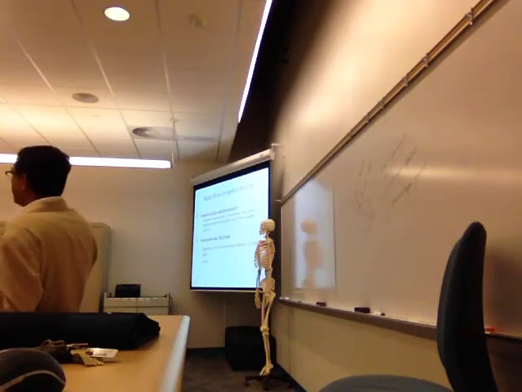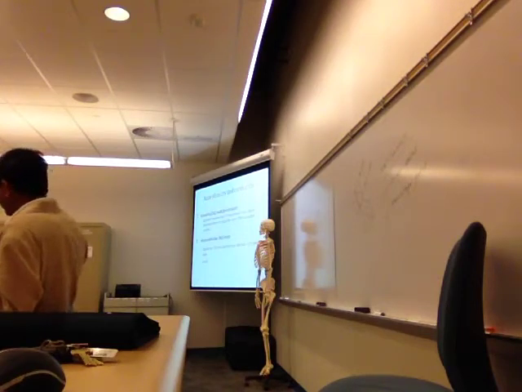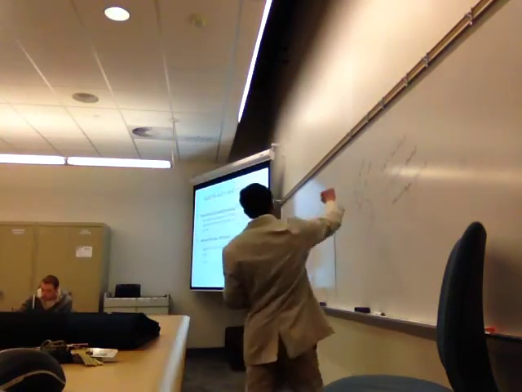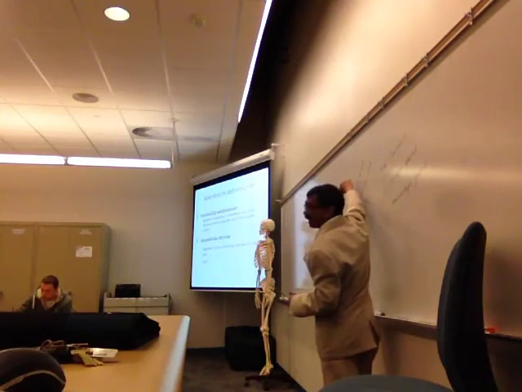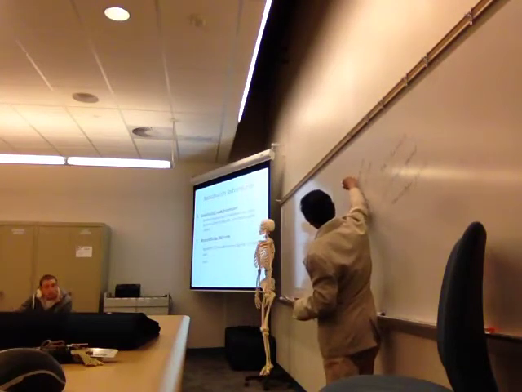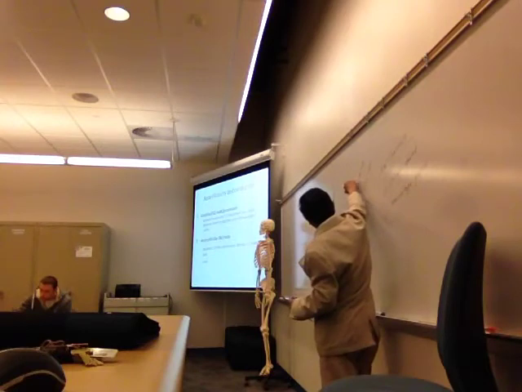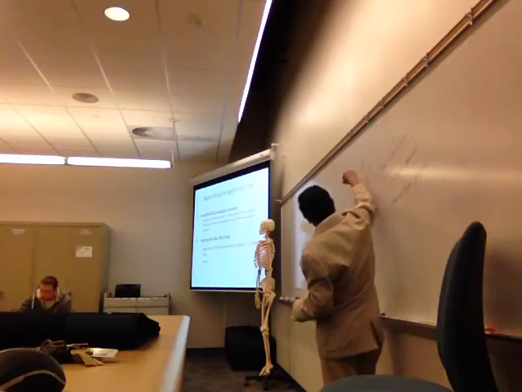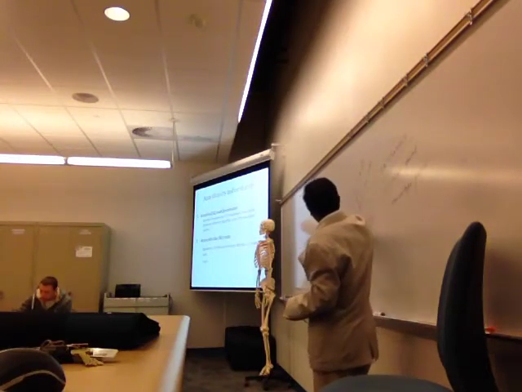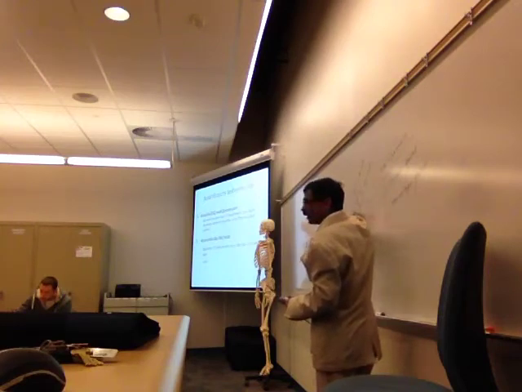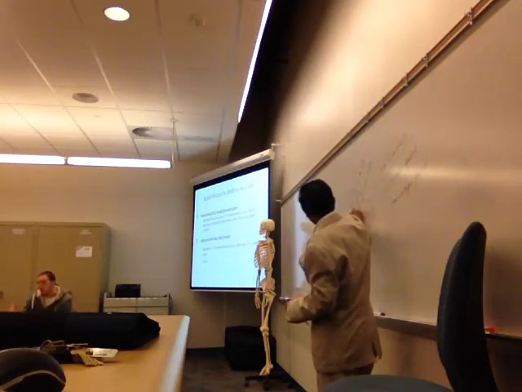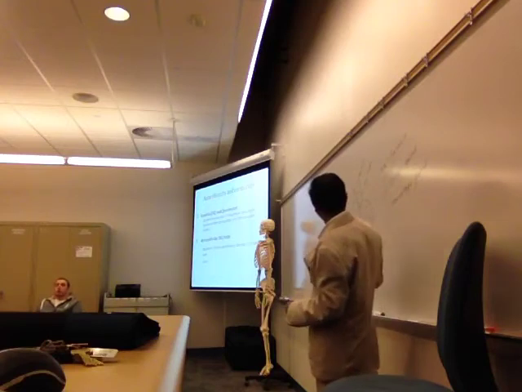So both SA node and AV node are located where? Inside the right atrium. Okay. SA node is located in the upper part of right atrium, where the superior vena cava enters. You know that superior vena cava comes from the upper part. So upper part of the right atrium we have SA node, and the AV node is close to the atrioventricular valves here, okay, but still inside the right atrium.